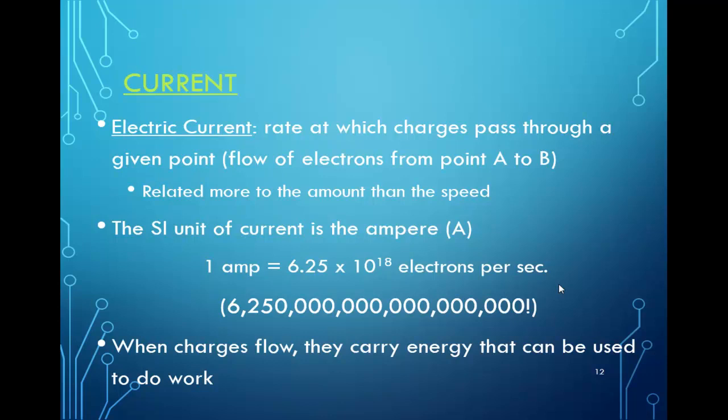The electric current is measured by a unit called ampere. 1 ampere equals 6.25 times 10 to the power 18 electrons per second. When a charge flows, it carries energy that can be used to do work. Any body in nature contains energy, whether it moves or is at rest.